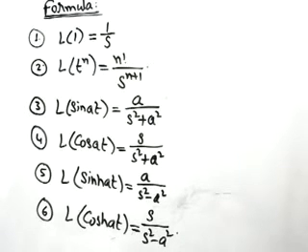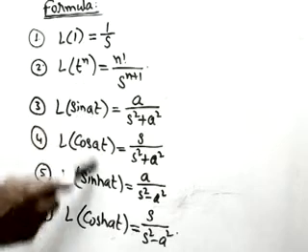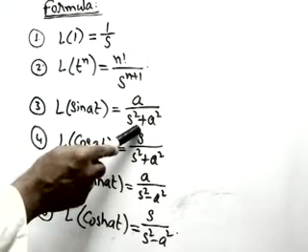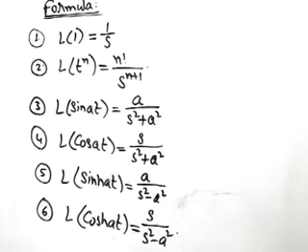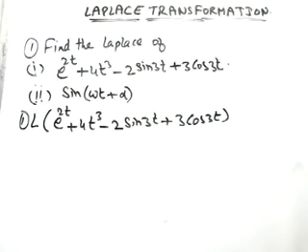Now Laplace of sin at is a by s square plus a square. Laplace of cos at is s by s square plus a square. The only difference between sin and sinh is that in the denominator we have plus here, and minus there. The same goes for cos and cosh. So I request you to take a screenshot and learn these formulas by heart before going into the chapter. Now we are going to do a few questions based on just these 6 formulas, but first please revise these formulas.